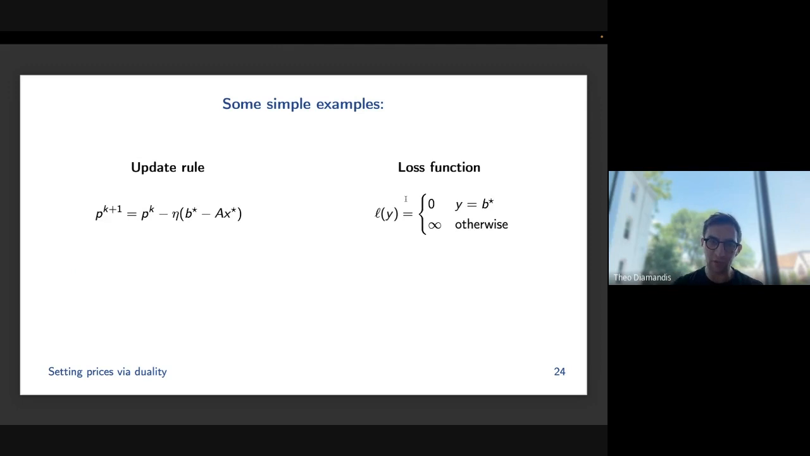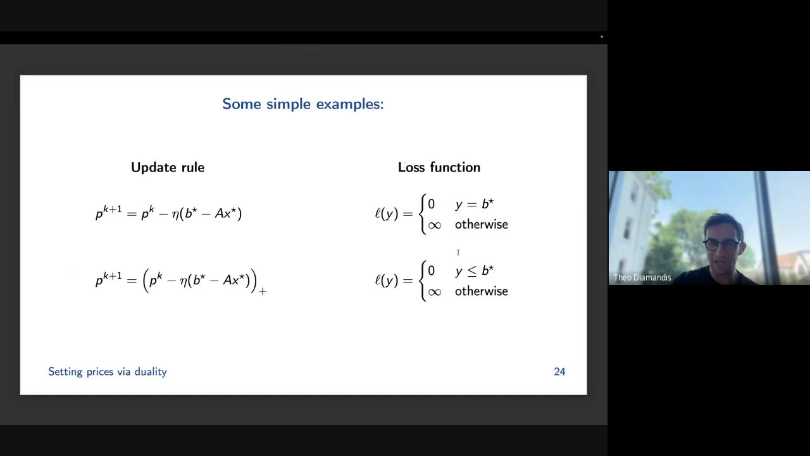So some simple examples of a loss function and the update rule implied. The loss functions we talked about earlier. This one, we're infinitely unhappy if we have any deviation from our target, and zero unhappiness if we're at our target. It gives a rule that looks very similar to a standard gradient descent where we're just updating p with a step in the direction of the residual.